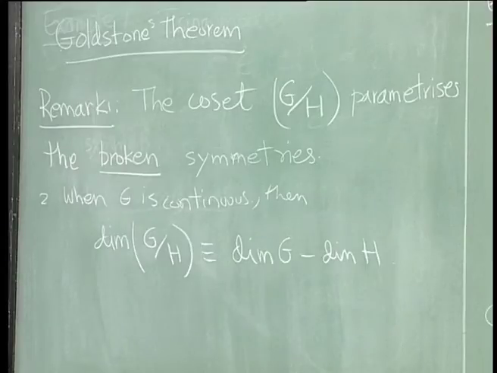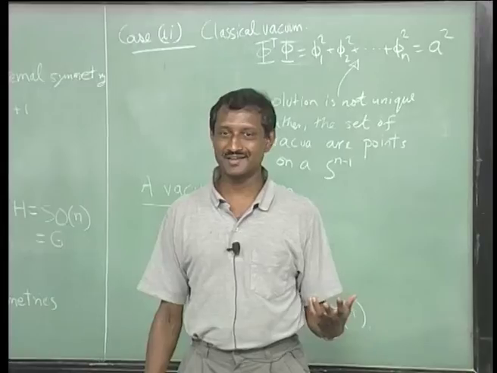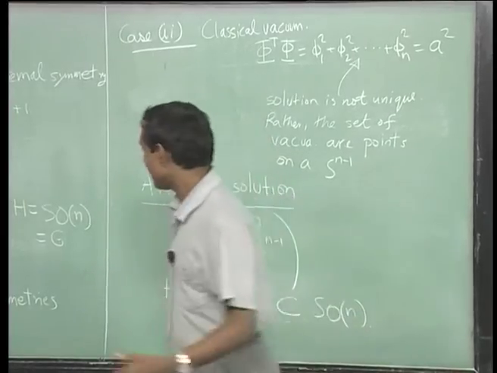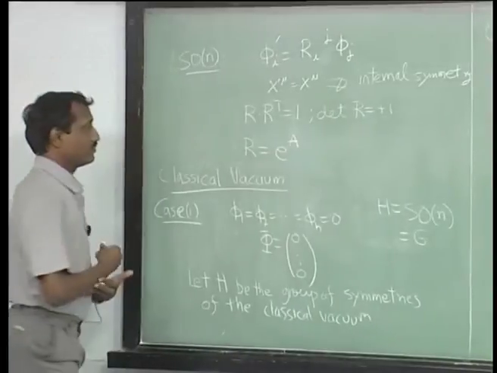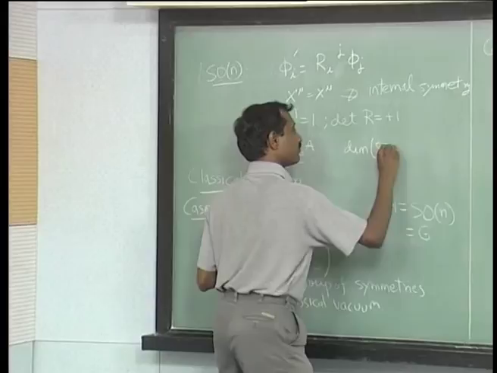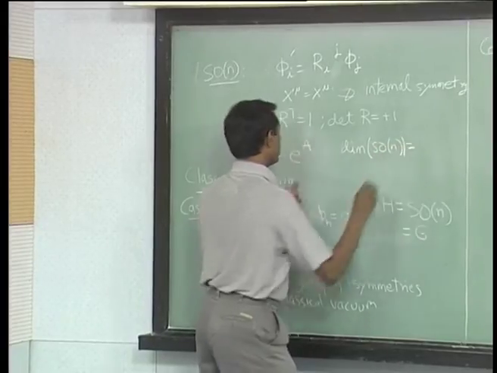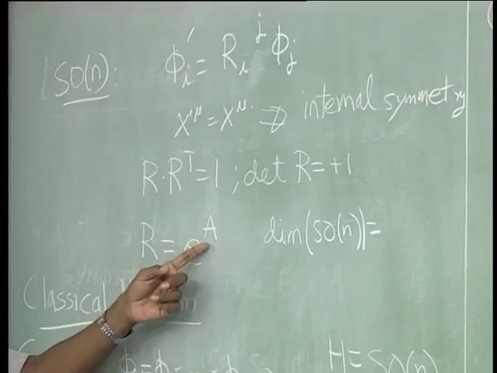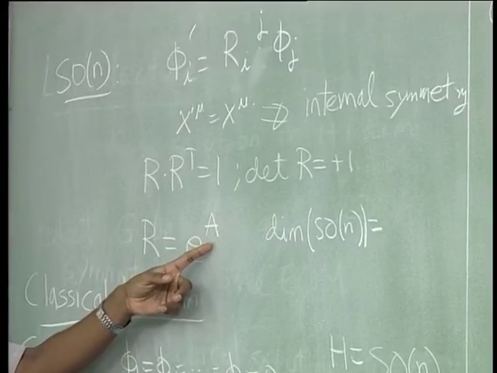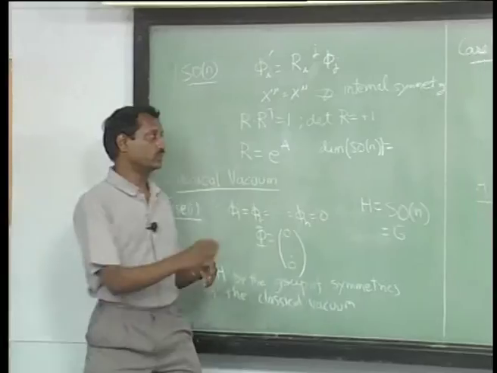I need to explain some things here. When you have a continuous group, dimension cannot be the number of elements in that set because it is infinite. So this is just the number of parameters. Coming back to our example, the dimension of SO(n) will be the number of independent antisymmetric n by n matrices. So that is n(n-1)/2.